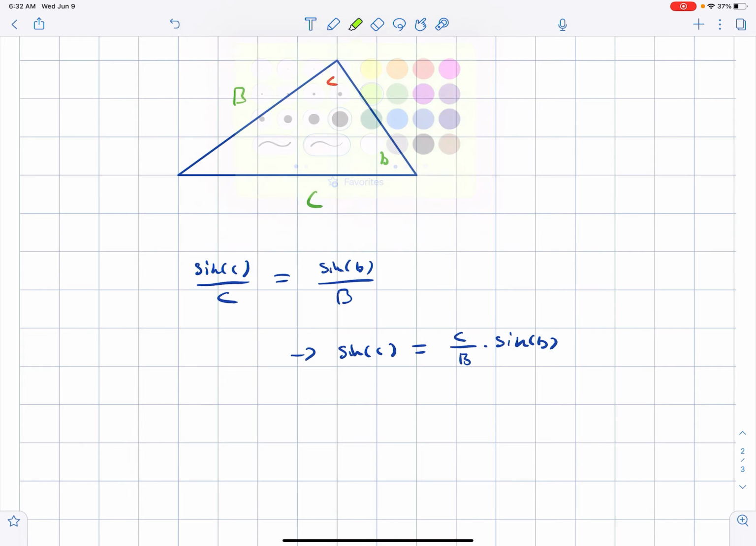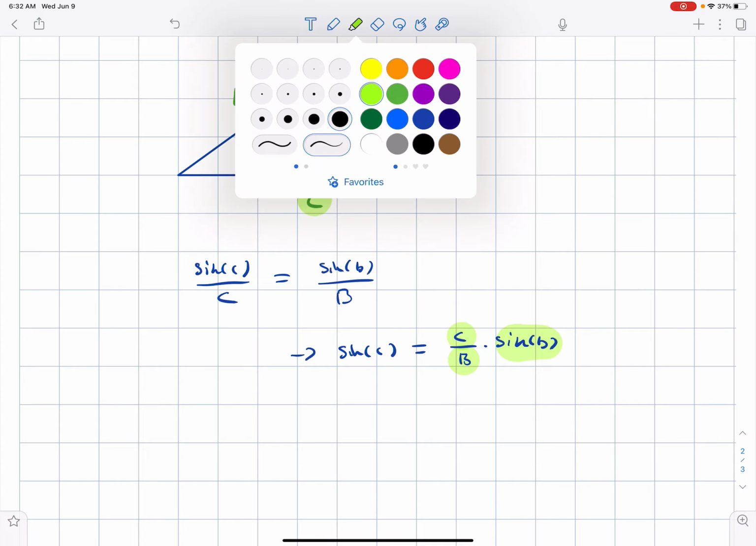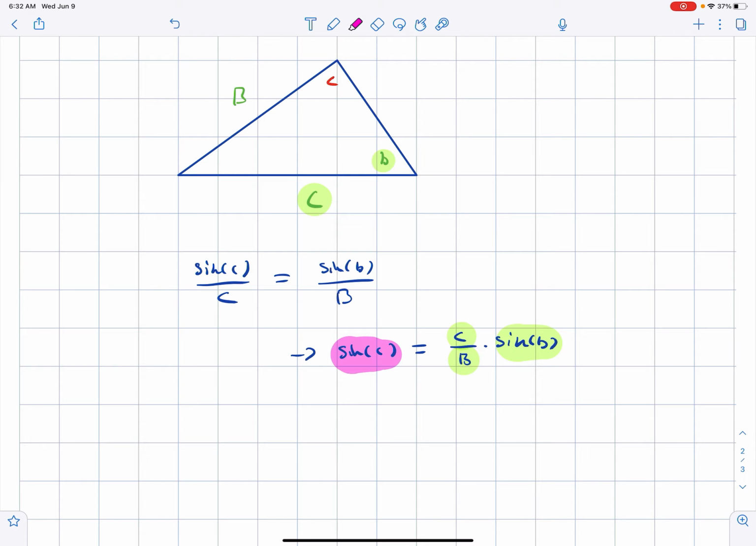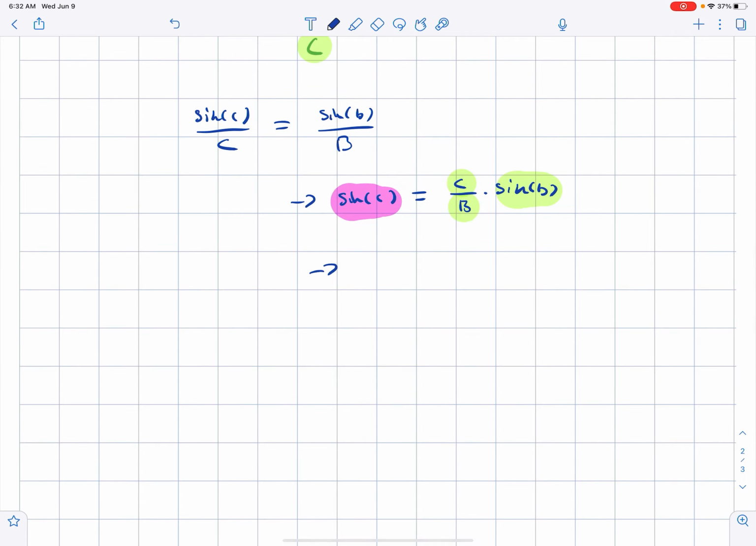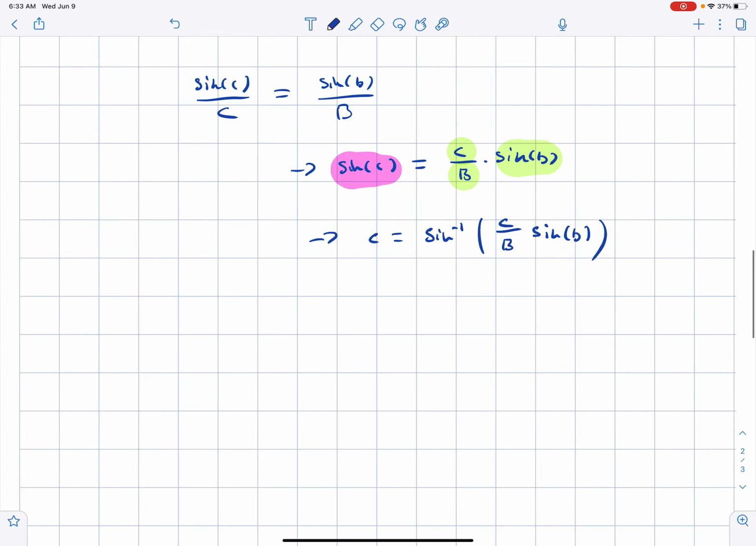And since again, little b is known, sine of little b is known, big C is known, and also big B is known. So that allows us to solve for sine of little c, and then I can get c by taking sine inverse or arc sine. I'll write both because different instructors use different notations. Little c is going to be sine inverse of big C over big B times sine of little b. And there's a little bit of a subtlety with this.